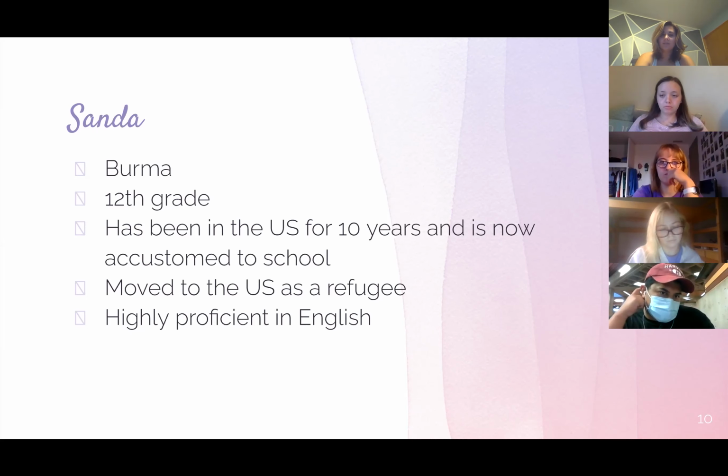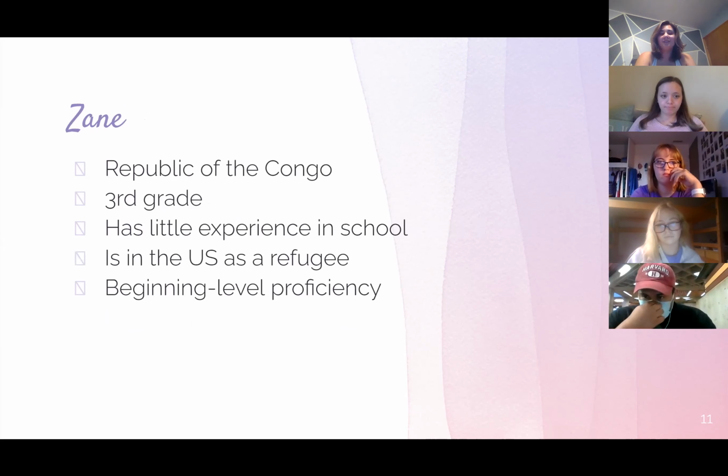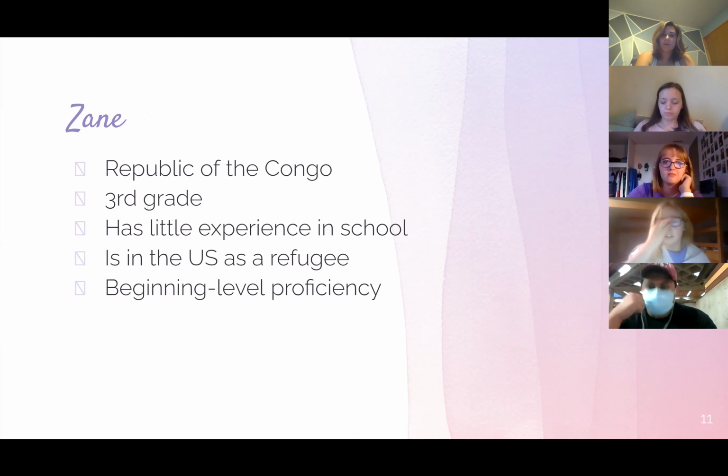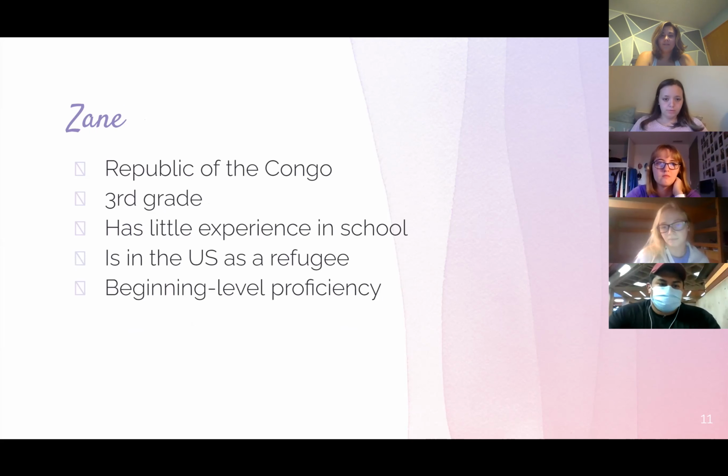I also put in Zane. He is from the Republic of Congo. I thought I'd put this one in here because in the Waterloo area specifically, there are a lot of people from the Congo. He is in the 3rd grade. He has had very little experience in school. So he's going to need a lot of help when it comes to learning how to do school, essentially. So he might need help even learning how to raise his hand and when he needs to go to the bathroom or when we do different things. He's going to need help learning those things.